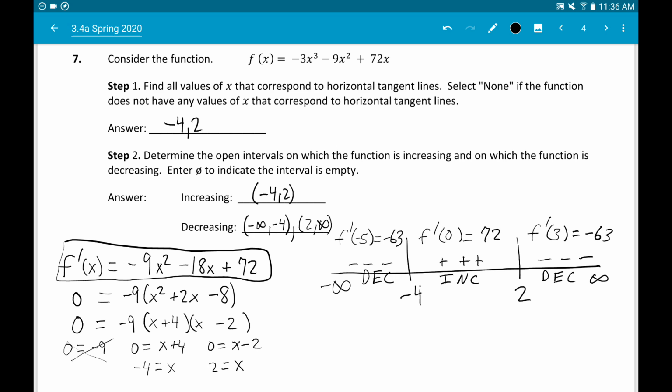Alright, so in essence, all we've done in this section is figured out what horizontal tangents are. That's basically when the slope is 0. In other words, it's where you take the derivative, set it equals 0, and solve for x. And we've figured out where we have increasing and decreasing intervals. Increasing intervals means the slope's positive. In other words, the graph moves upward as you move left to right. Decreasing intervals means the slope is negative. It means the graph moves downward as you move left to right.